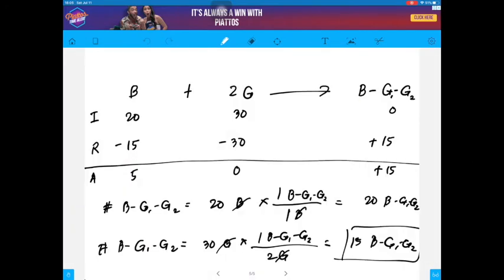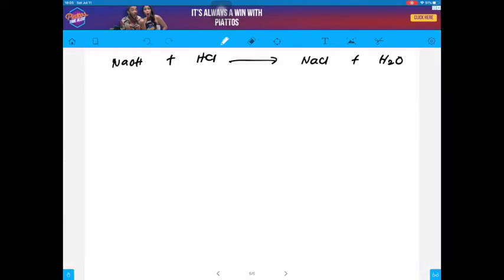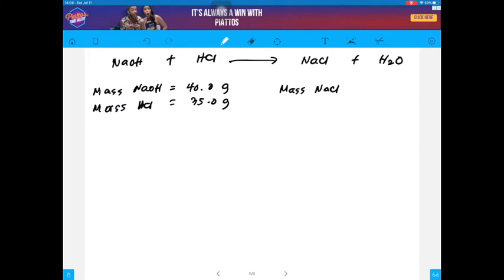Okay, let's apply this to chemical reactions then. Suppose the amount of sodium hydroxide is given. For example, the mass of sodium hydroxide is 40 grams. And the mass of hydrochloric acid is also given, 35 grams. What is asked is the amount of sodium chloride produced from the reaction.